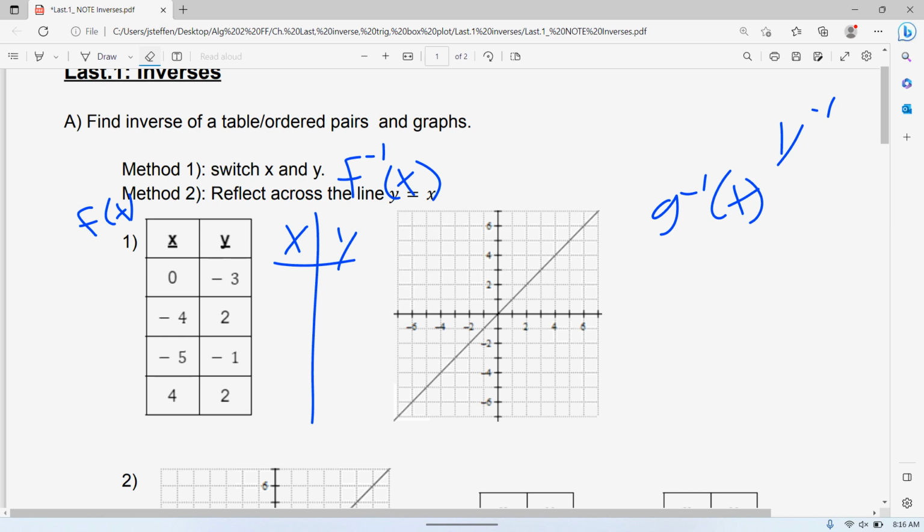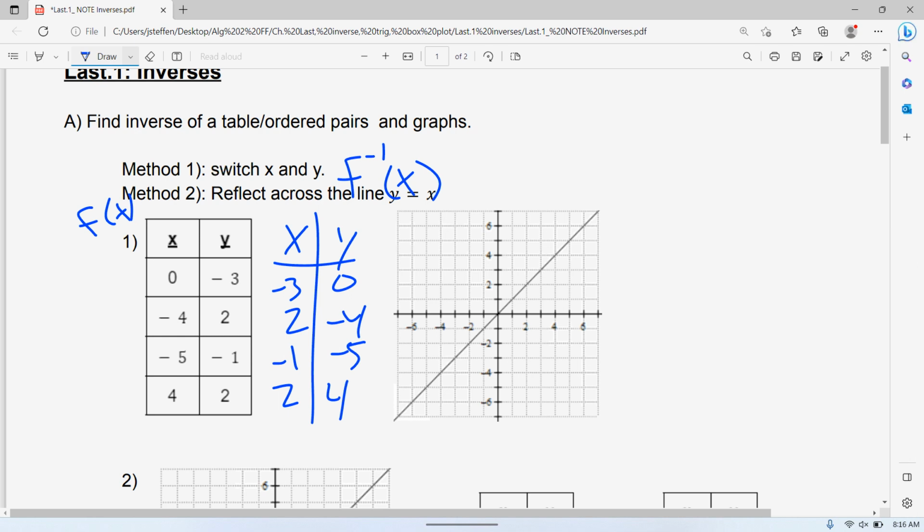When you're finding your inverse, again, don't make it harder than it is. You quite literally switch your x and y. So now my x is -3, my y is 0. You do that for the next one: now your x is -4, and y is 2. Then -5, and your x is now 2, your y is 4. Literally, switch your x and y and make that list.